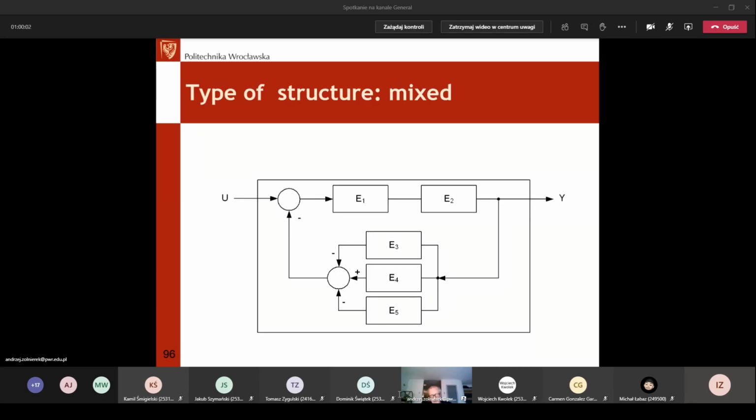Of course, having only a mathematical description, not using a real system, not experimenting with a real system. And this now will be the purpose of our lecture: how to find the equivalent description of the whole system in the form of one element.